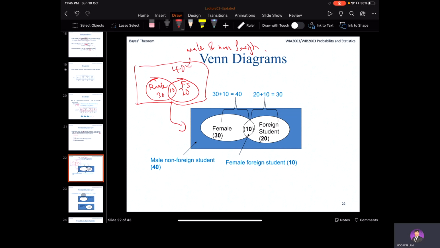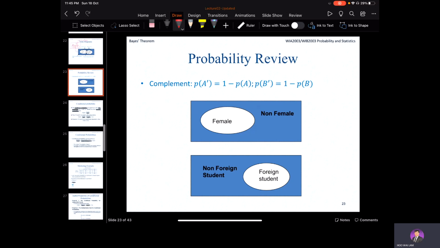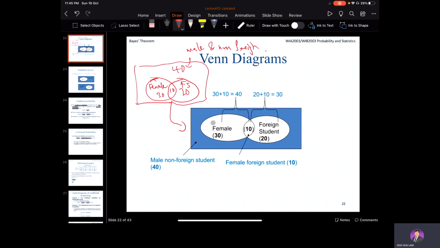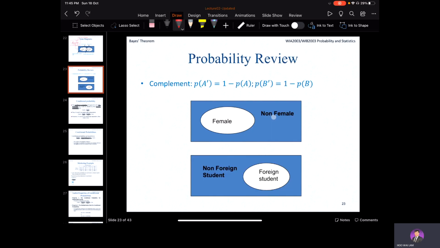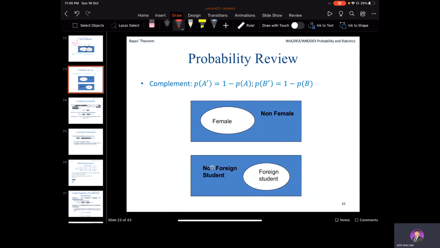And how about complement? We actually understand the concept of complement, but when you're drawing based on a Venn diagram, you can see the example here. If you're just considering the female, the rest of this one is your complement, which looks like this. And if you're just considering foreign students, then the rest of it is your complement, which looks like this. All right.